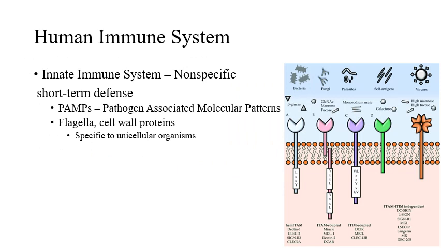The book also talks about these things called PAMPs, which are pathogen-associated molecular patterns. They're basically things that are found in a vast variety of microorganisms that tend to infect us, and specifically unicellular microorganisms. So they're things like flagella proteins, cell wall proteins, things that you don't have in your body in high abundance, right? And so if the body sees these, it will recognize it as a foreign body and it will attack it.